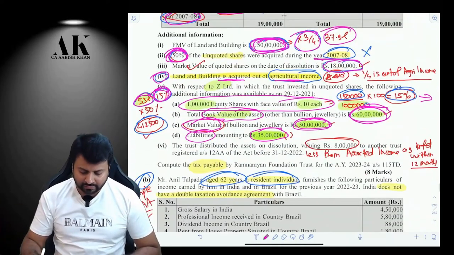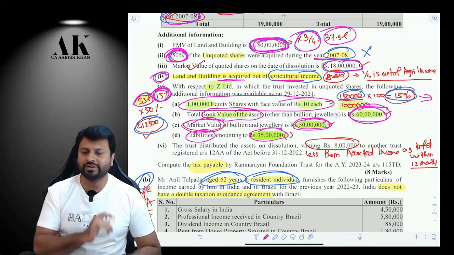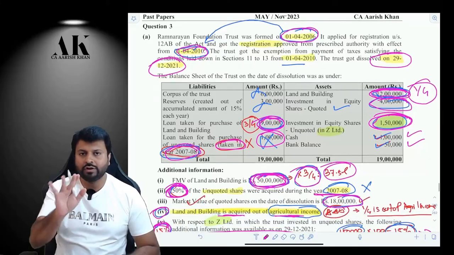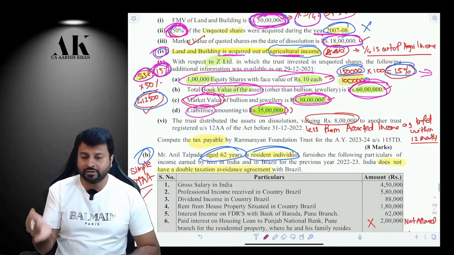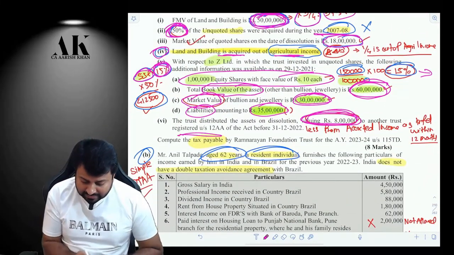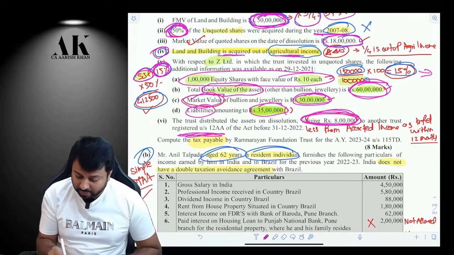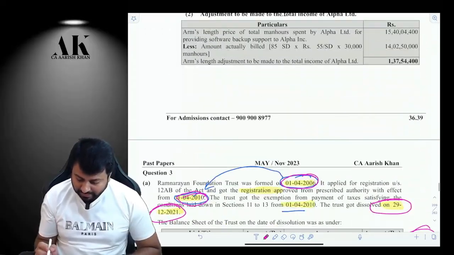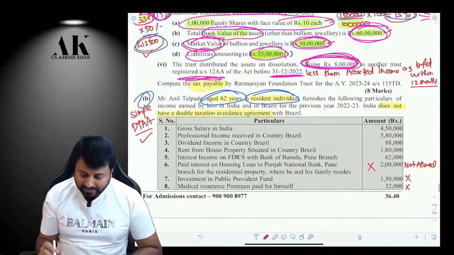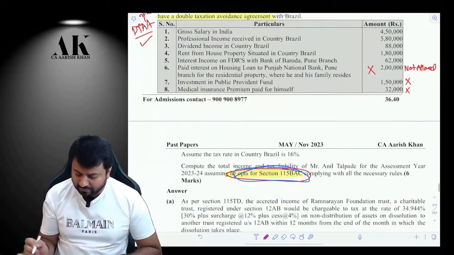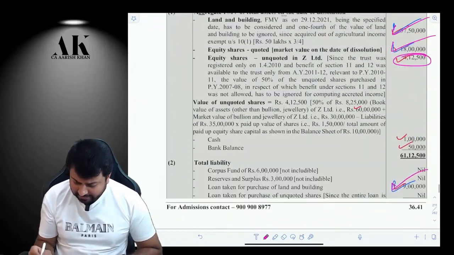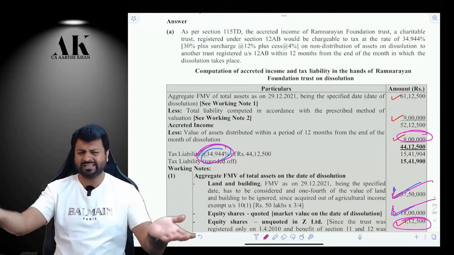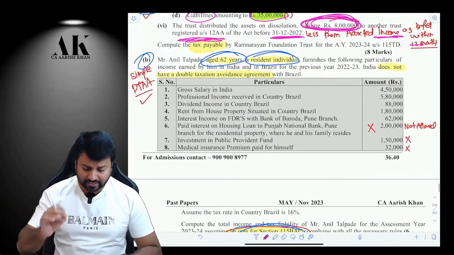Once you do all these things, you will get your accreted income. One more thing you are supposed to do. When is the trust getting dissolved? The trust is getting dissolved on 29th of December 2021. Remember there is one provision: if the trust is dissolved and within 12 months you transfer the assets to another trust registered under the income tax law, then that much can be reduced. So you are transferring within 12 months to another trust, and therefore you can reduce that 8 lakh rupees also from your accreted income. On the balance income I'm paying 34.944%. I hope it is clear to all of you.